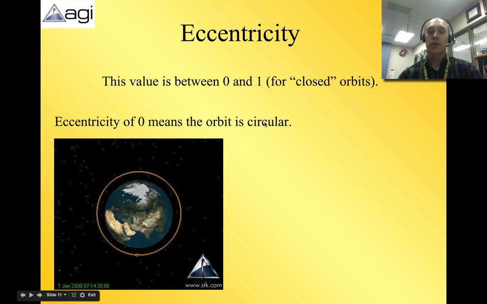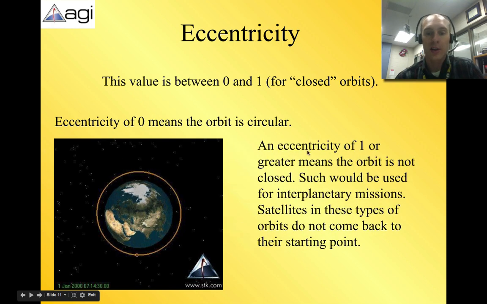So it is between 0 and 1 for closed orbits. Closed orbits meaning that it's not gaining in altitude. It's not spiraling out or spiraling in. Eccentricity of 0 again means circular, and 1 or greater means the orbit is not closed. So these would be used for interplanetary missions or where it does not come back to the starting point, where it sort of loops around and then it expands and escapes. So note that that's kind of significant. An eccentricity of 1 or greater means that it is not closed, is not going back and continuing forever, but it's kind of looping and escaping.